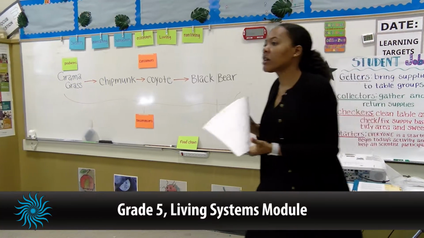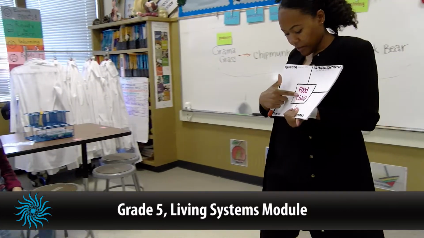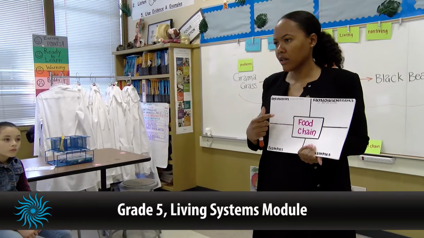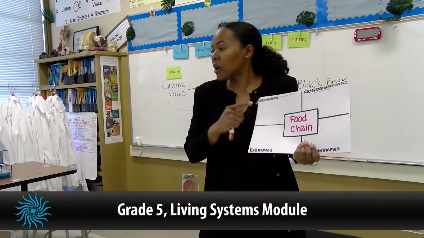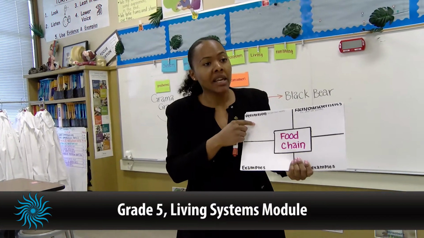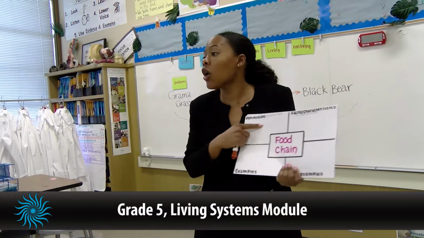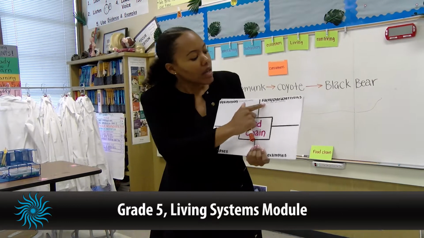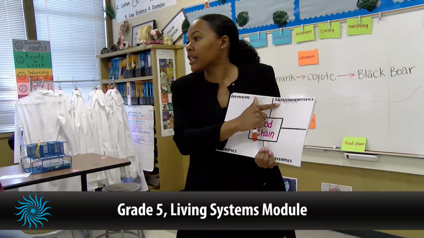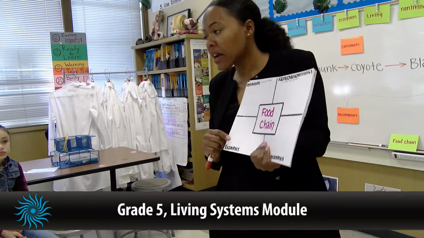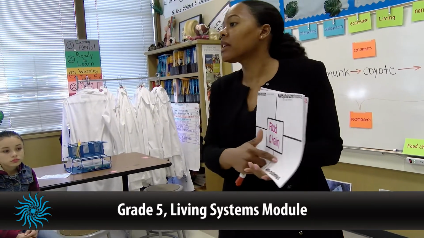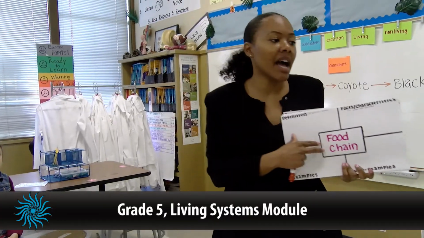I'm going to give you something called a FRAIR model. Okay? Have you guys done this before? No. All right. So it's pretty simple. Up here it says definition, right? The definition of a food chain in your own words. Right here it's facts or characteristics in words or pictures. Here, give examples, and then give non-examples, things that are not examples.